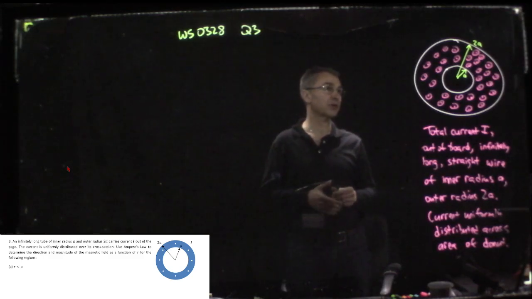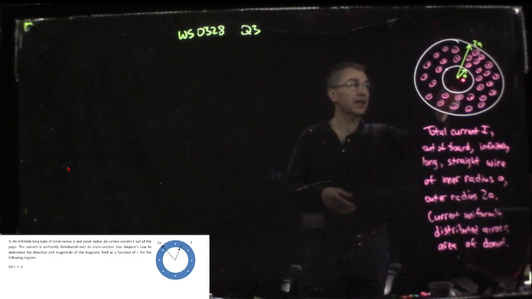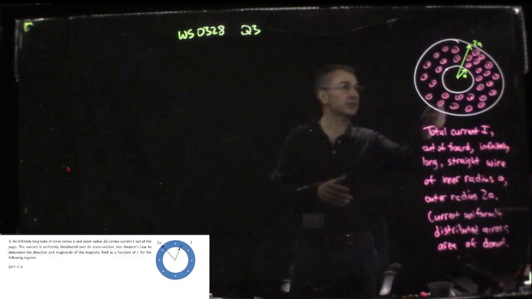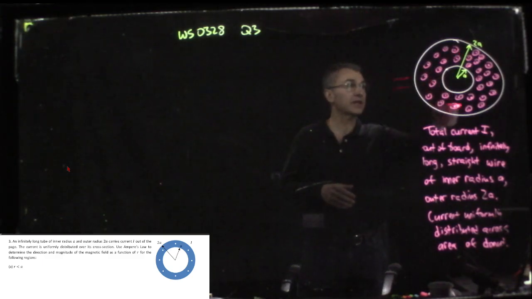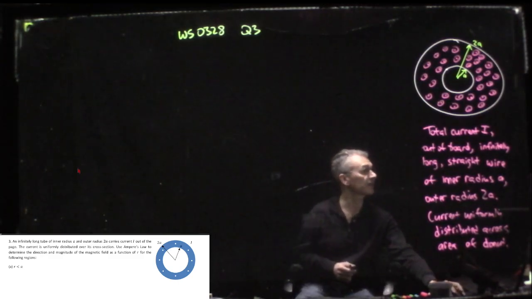Then we want to know what is the magnetic field in this region R less than A, what is the magnetic field in this region between A and 2A, and what is the magnetic field in this region outside of 2A.